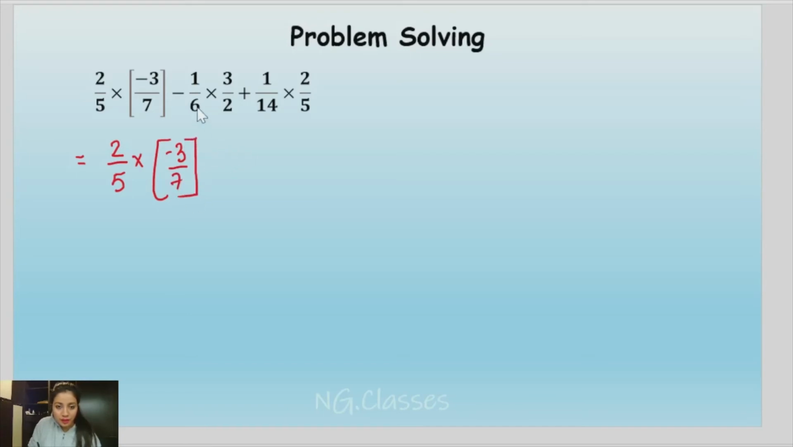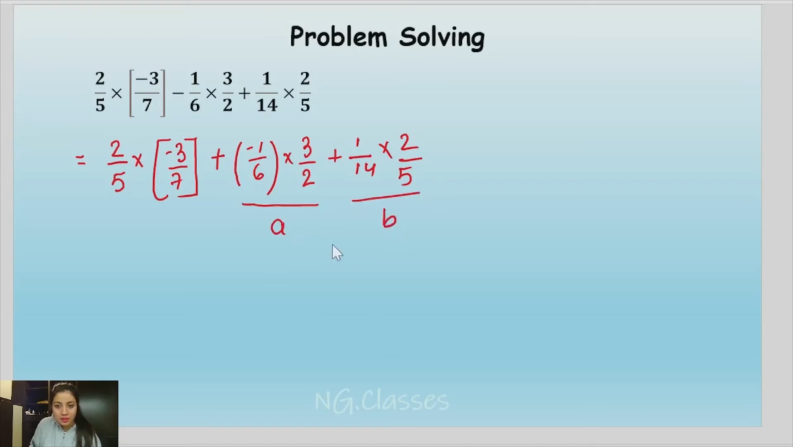Now this minus 1 by 6, I can write as plus minus 1 by 6, into 3 by 2, plus 1 by 14 into 2 by 5. Now here we can apply the commutative property. Suppose this one is A and this one is B. So A plus B is equal to B plus A for rational numbers.